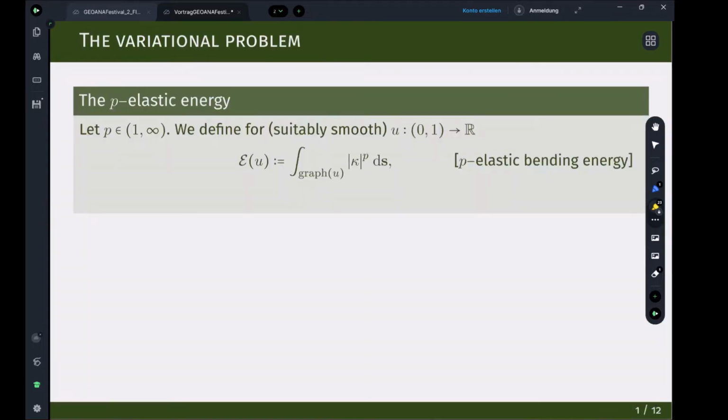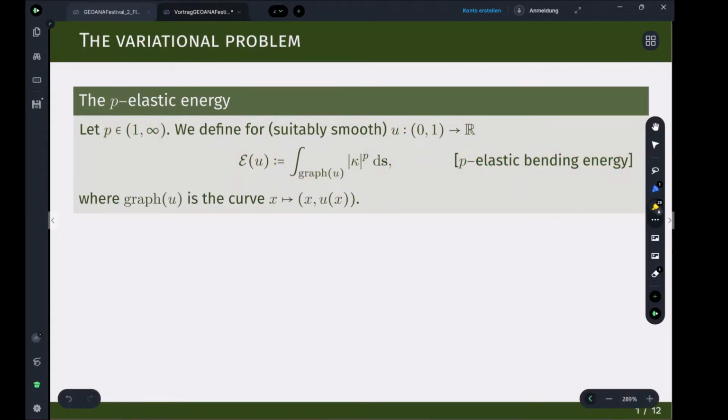So what is the variational problem we study? We look at the following energy, the p-elastic bending energy, that assigns to a suitable smooth function u the curvature to the power of p of the graph curve that is associated to u, integrated over the curve. Basically, this is a curve integral, and this measures how much this graph curve of u bends, weighted with a power of p. p can be arbitrary between 1 and infinity.